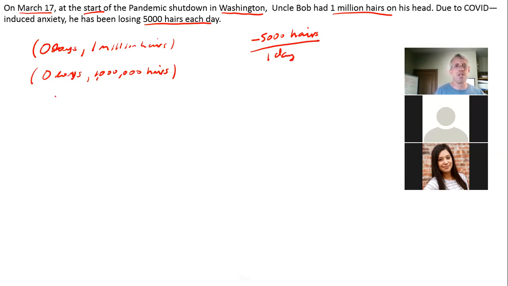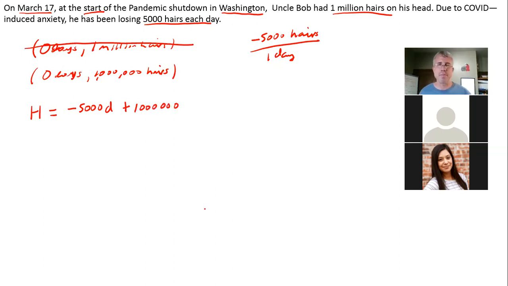I could say, I'm going to use this ordered pair for fun. I'm not going to use this one. I'm going to use this one. Okay, if I do this hair equal to negative 5,000 times D, where D is the number of days since the start of the pandemic shutdown, plus how many I started with. There's a model. Does that make sense? Yes.